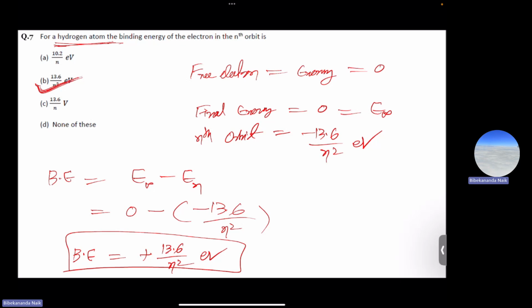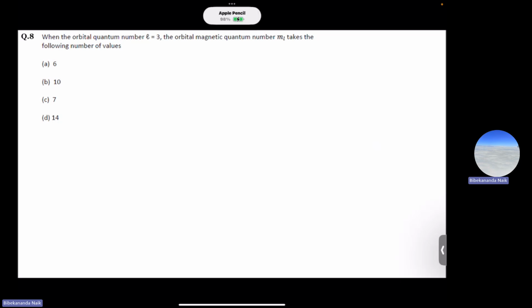I hope this is clear to all of you. Then question number 8. When the orbital quantum number L equals 3, the orbital magnetic quantum number ml takes the following number of values. The options are option A, 6; option B, 10; option C, 7; and option D, 14. I'll give a few minutes to try this question, and after some time I will discuss.